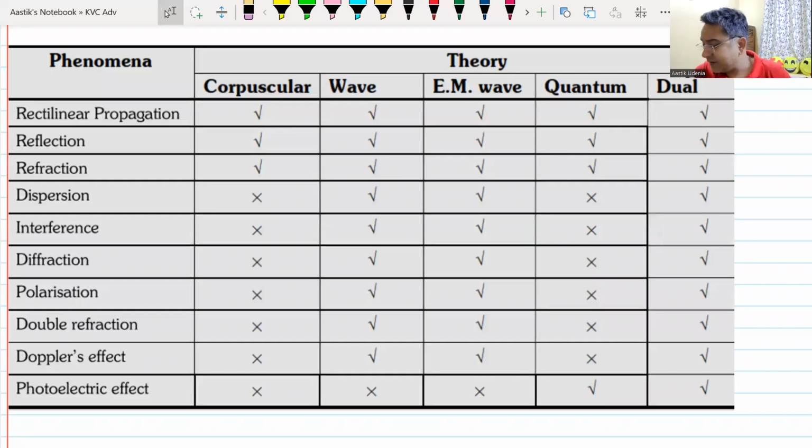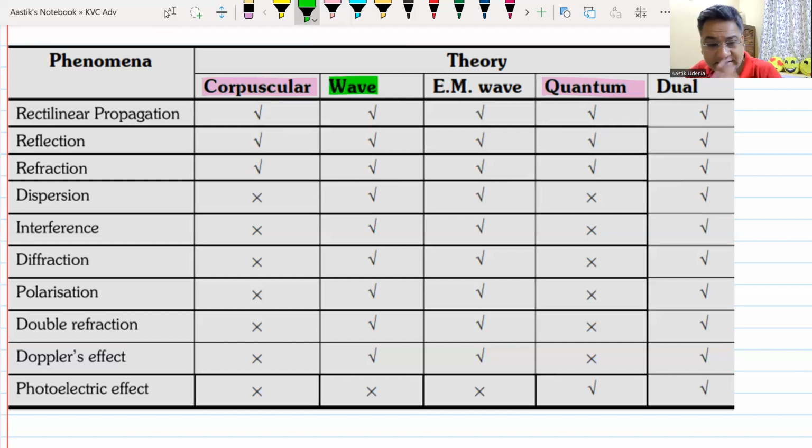Then these are the different phenomena in the left column, and then the 5 different theories of light. Which theory explains which phenomena? You will notice that whatever is explained by the Newton theory is same as quantum theory because it is derived from that. So whatever you see in the Newton corpuscular theory, the same thing you will find in Einstein's quantum theory, the same phenomena explained.